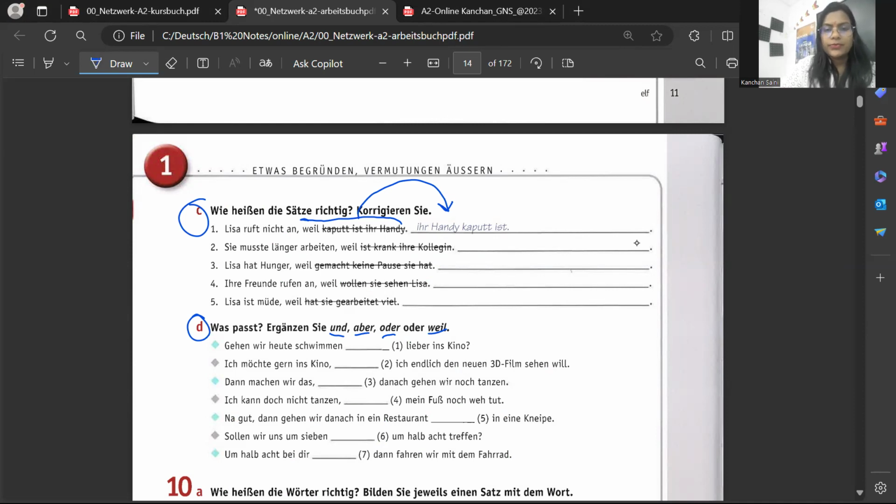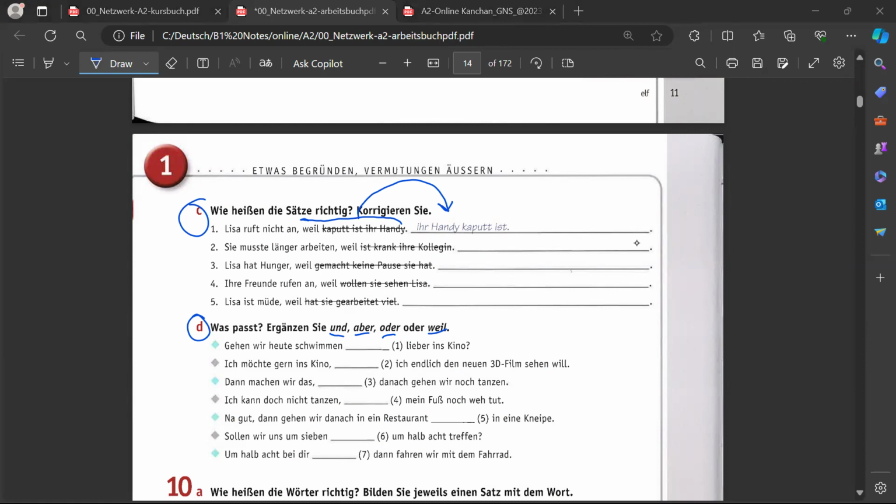So Sie haben 5 Minuten Zeit, ja? 5 minutes time you have. Let's do this exercise, please. And please don't forget to raise your hand when you are done.